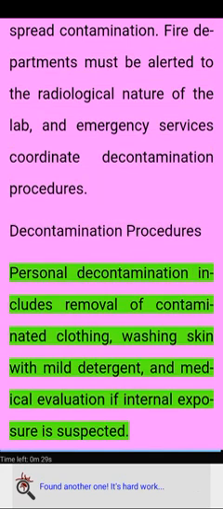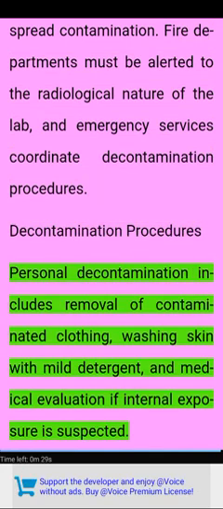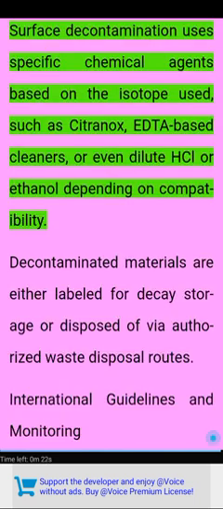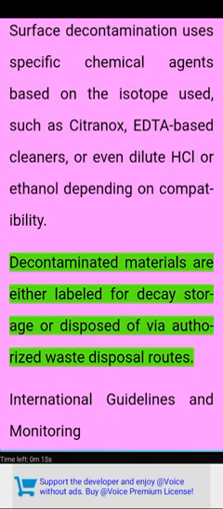Decontamination procedures. Personal decontamination includes removal of contaminated clothing, washing skin with mild detergent, and medical evaluation if internal exposure is suspected. Surface decontamination uses specific chemical agents based on the isotope used, such as Citranox, EDTA-based cleaners, or even dilute HCl or ethanol depending on compatibility. Decontaminated materials are either labeled for decay storage or disposed of via authorized waste disposal routes.